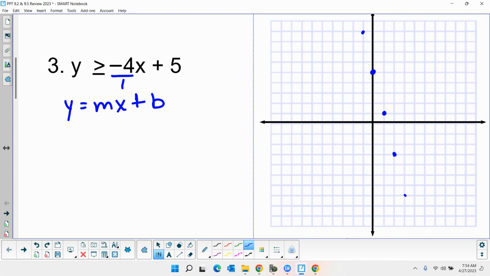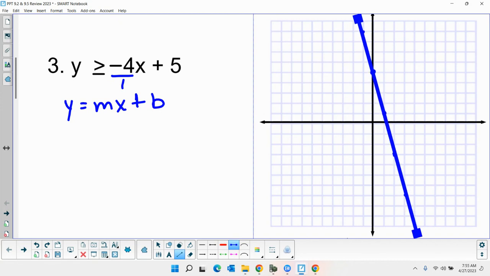All right, if there's no equal to under it, make it a dashed line or a dashed parabola to get full credit, okay? So don't get in a hurry. Pay attention to those details. All right, so this one's solid. So let's see here. We'll get the blue going. Okay, so there's my line.